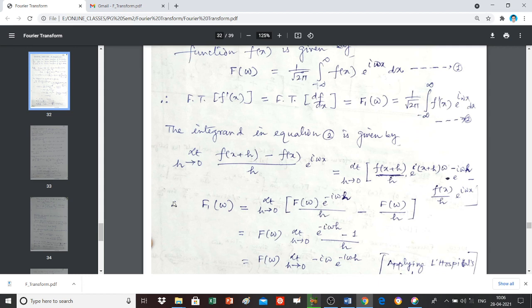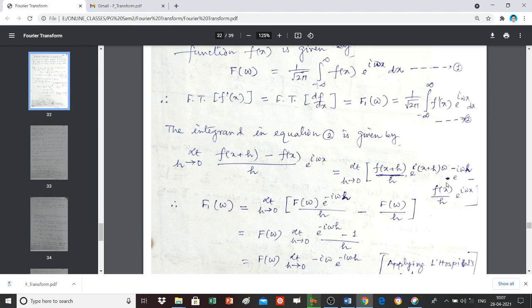Okay. So therefore, from this relation, F1(omega) is equal to the limit h tends to 0 of the Fourier transform. Now just substitute these values in this expression. Then you will have 1 by root 2 pi, integral from minus infinity to plus infinity, limit h tends to 0, f(x plus h) by h e to the i (x plus h) omega, then into e to the minus i omega h dx. Another term will be 1 by root 2 pi, integral from minus infinity to plus infinity of f(x) by h e to the i omega x dx.